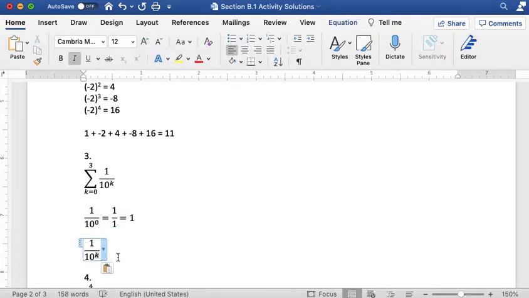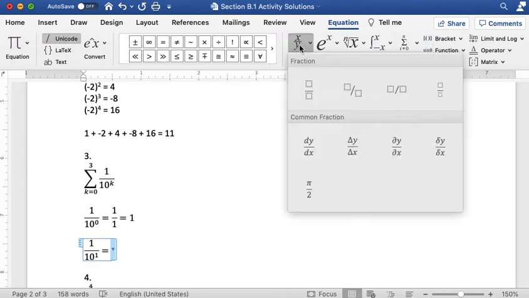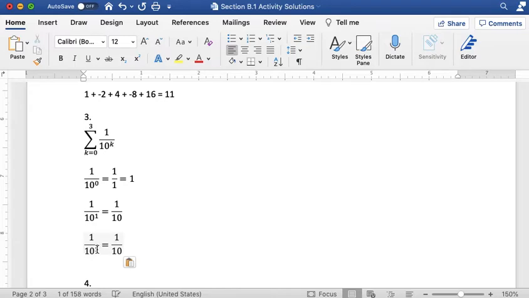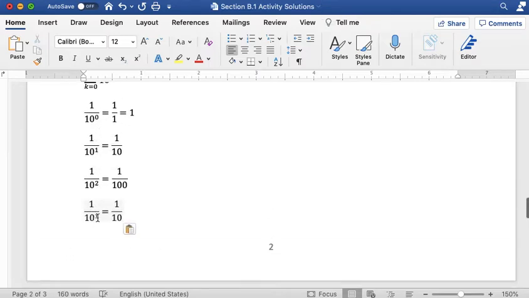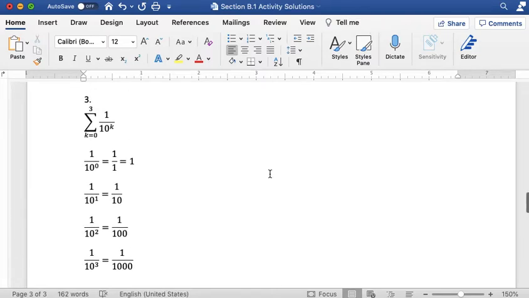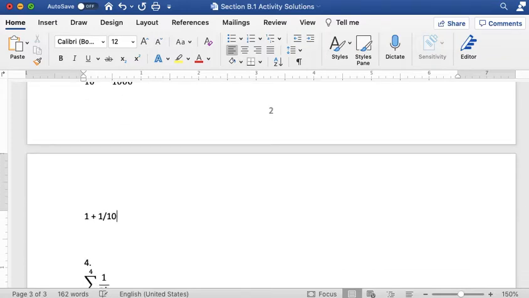So now we are plugging in 1 for k. And that's going to give us 1 over 10. 10 to the first is 10. Plugging in 2 gives us 1 over 100. And finally, plugging in 3 gives us 1 over 10 to the third, which is 1,000. So what are we adding all together here? 1 plus 1/10 plus 1/100 plus 1/1,000.